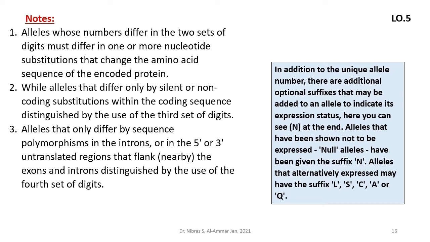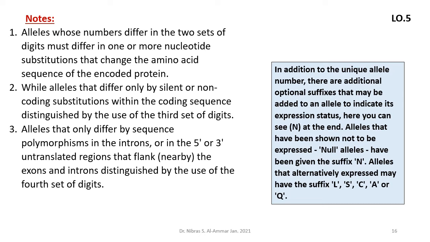Second, alleles that differ only by silent or non-coding substitutions within the coding sequence are distinguished by the use of a third set of digits. Third, alleles that only differ by sequence polymorphism in the introns or in the 5' or 3' untranslated regions that flank the exons and introns are distinguished by the use of four sets of digits.